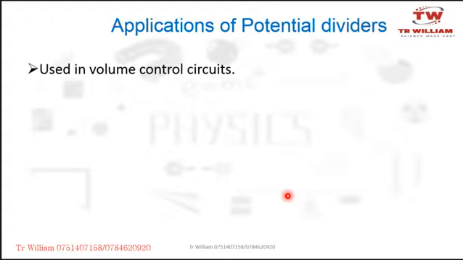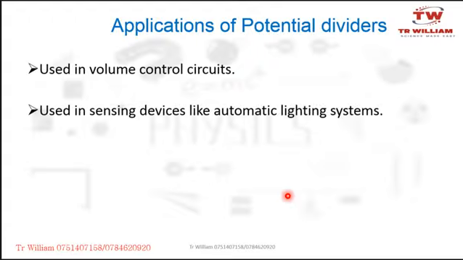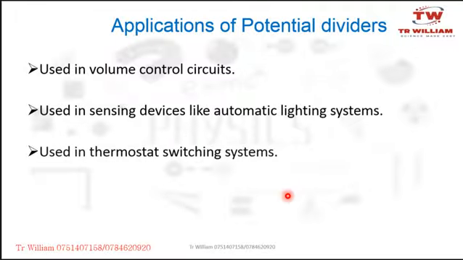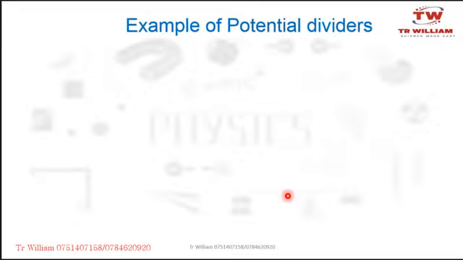Another use is they are used in sensing devices, e.g. automatic lighting systems. We are going to look at an example. They are also used in thermostat switching systems. You've looked at a thermostat, for example, how it works. Some of those systems use potential dividers to switch on and off, like we are going to look at in an example. Now let's look at an example here. We see how it looks like.